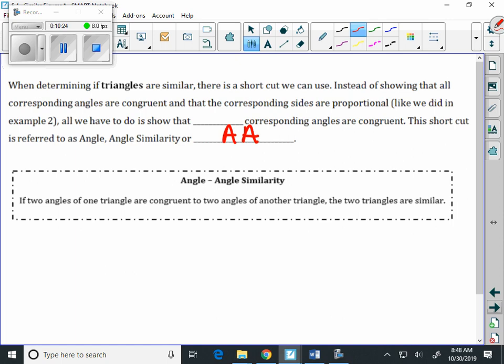And it is, if two angles of one triangle are congruent to two angles of another triangle, then the two triangles are similar. Now notice, I was specifically talking about triangles, not about a figure like 2b that we did. This one refers to triangles, but part of the reason that it works for triangles is all triangles have 180 degrees in them. So if two of them are the same in both, then we have congruent angles, and therefore we should have proportional sides.